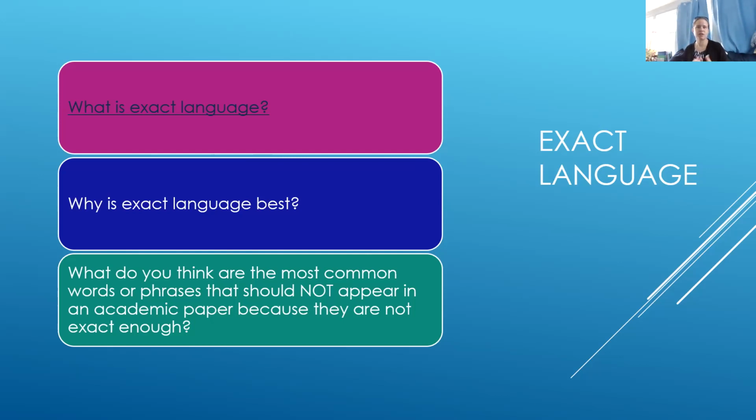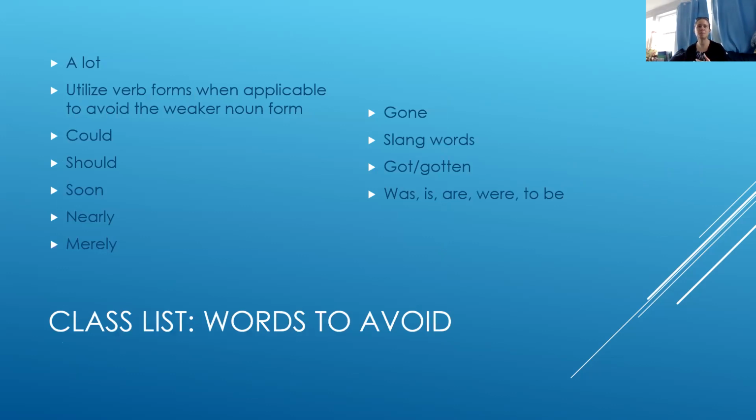What do you think are the most common words or phrases that should not appear in your academic paper because maybe they're not exact enough? I've actually got a list that a few of my classes have helped me to solidify over the terms. A lot, utilizing a verb form when applicable to avoid a weaker noun form. Could, should, those are definitely, those come up every term. Soon.